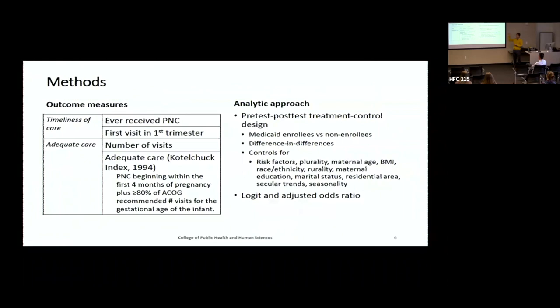I'm going to show an illustrative example on the next slide. We're controlling for various pregnancy risk factors and personal characteristics, secular trends, and seasonality, and so on. We applied a logistic regression model to estimate it, and we computed the adjusted odds ratio.